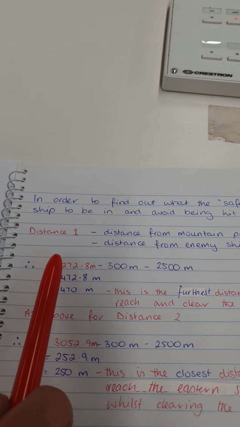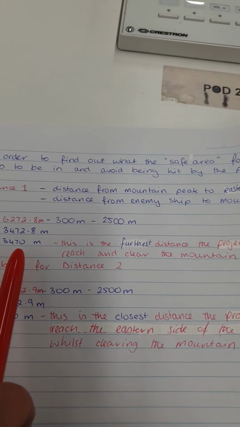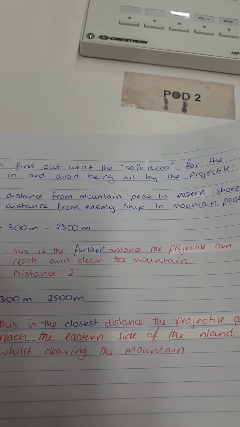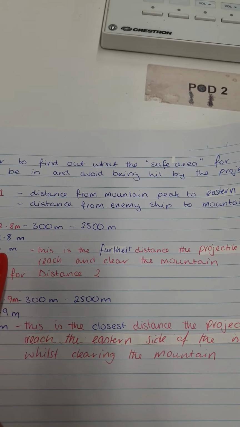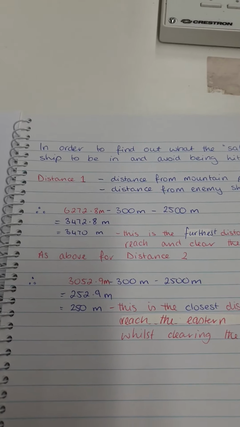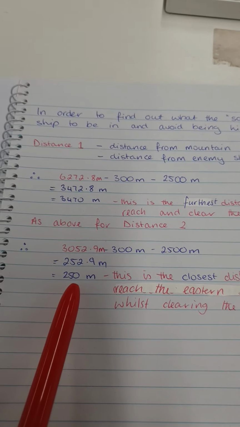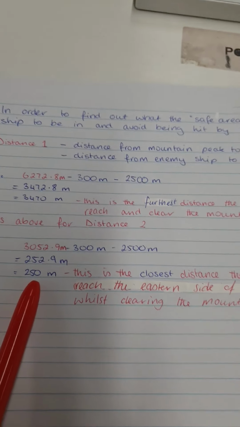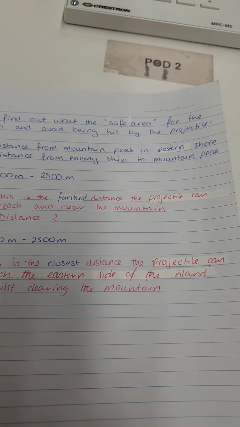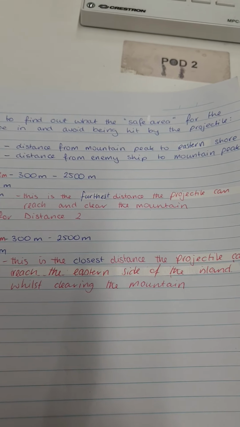So for distance 1, I ended up with 3,470 meters, and this is the furthest distance that the projectile can reach and clear the mountain at the same time, at an angle of 50.2 degrees. And for distance 2, I ended up with 250 meters, and this is the closest distance that the projectile can reach the eastern side of the island, whilst also, once again, clearing the mountain.